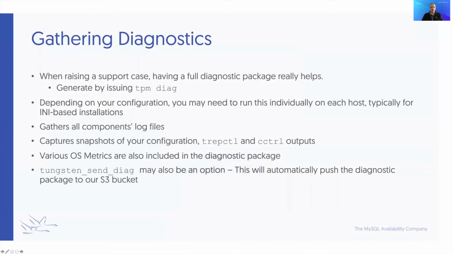So I talk about gathering diagnostics. We have a tool called TPMDiag that will do that for you. Depending upon whether you are in a staging installation or an I&I installation will determine what the Diag actually collects. If you're staging, the Diag will attempt to collect the diagnostics from all of the nodes in your topology. With an I&I installation, you may need to run TPMDiag individually on each node. And the output from that will let you know what we've collected and what we haven't collected.